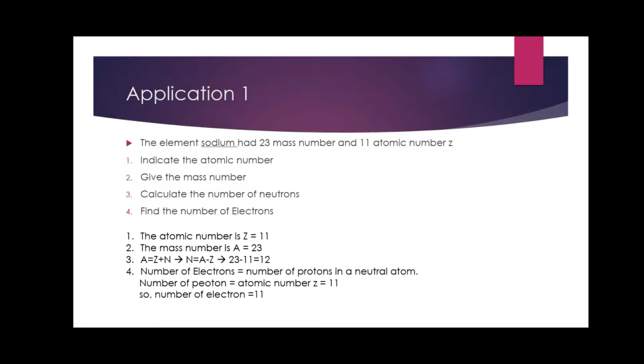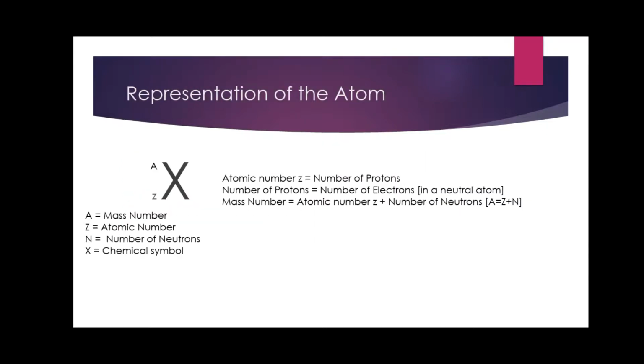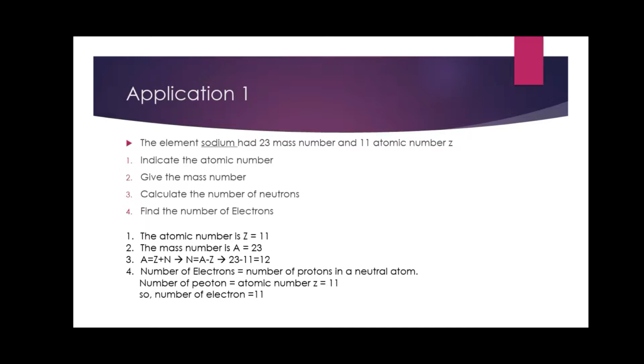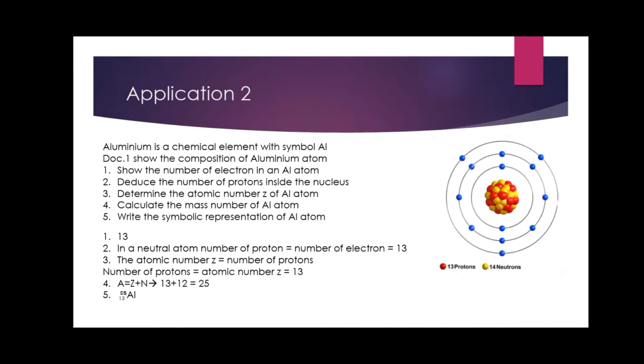Now the third question, calculate the number of neutrons. I said here that we have A equals Z plus N. So N equal A minus Z. 23 minus 11 equal 12. So the number of neutrons equal 12. Now the fourth question, find the number of electrons. Number of electrons equal the number of protons in a neutral atom, and also the number of protons equal the atomic number Z equal 11, so the number of electrons equal 11.